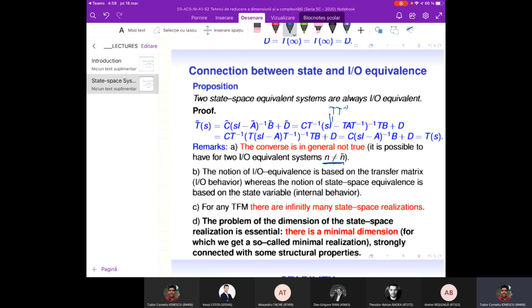From now on, part of the ingredients we are going to learn in these lectures about state space systems are going to be very useful for one model reduction technique, and the other part of properties is more relevant for another model reduction technique. You'll see.